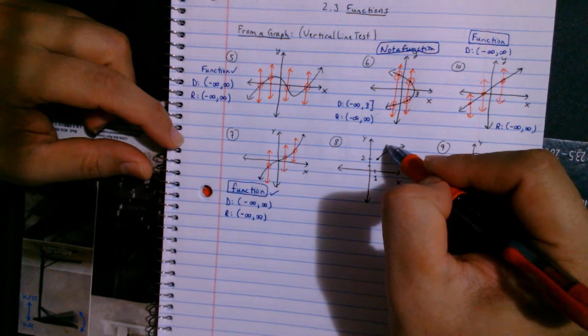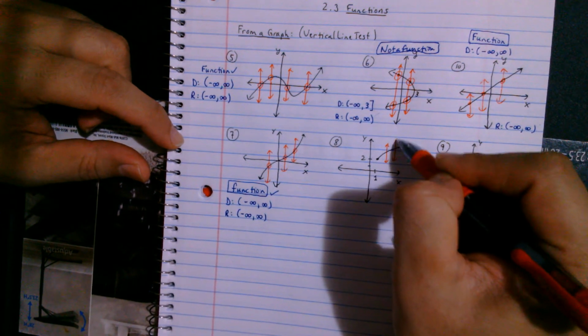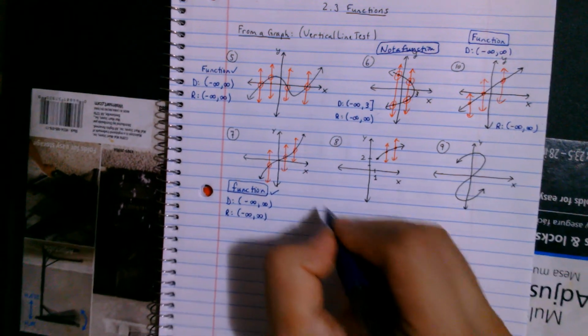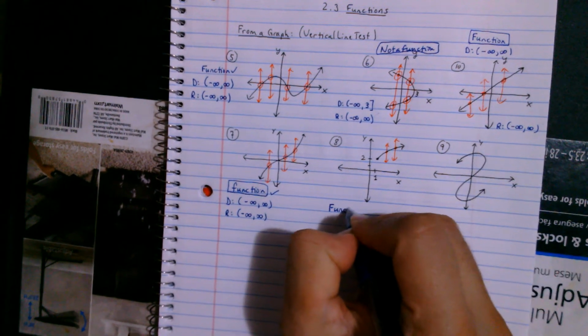Number 8, again, function, because every vertical line hits the graph only once. So we call this a function.